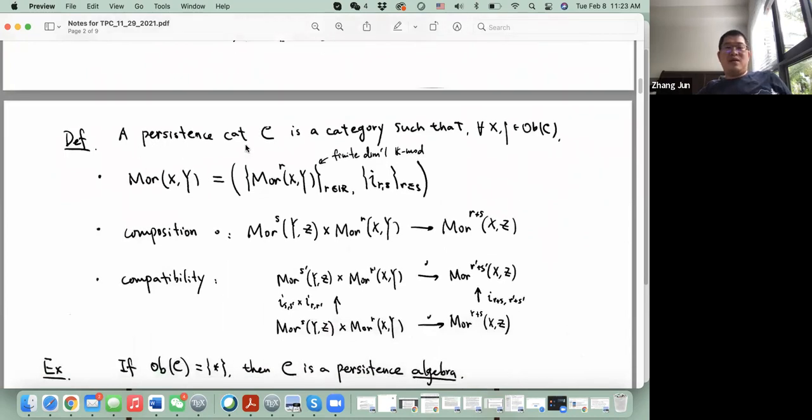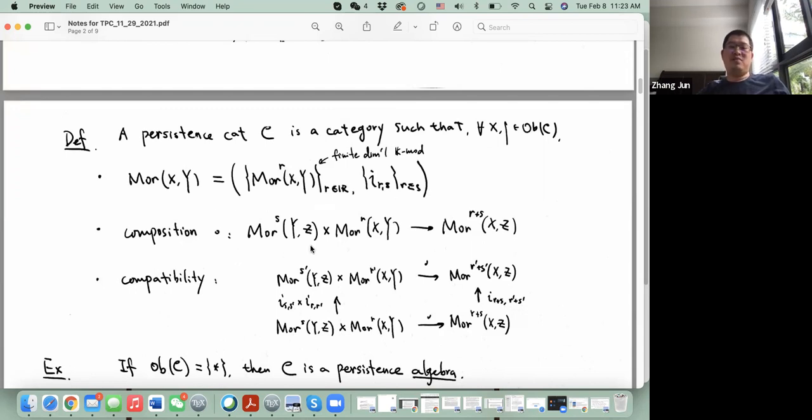Okay, so a persistence category, C, is a category such that for every two objects X and Y in C, the morphism set is a persistence module. Well, this is exactly the definition that I gave, though I just try to tell you what the persistence module is: an R-parameterized family of finite dimensional vector spaces, and you have the structure map from R to S when R is smaller than S. And here is a category, so we have a composition.